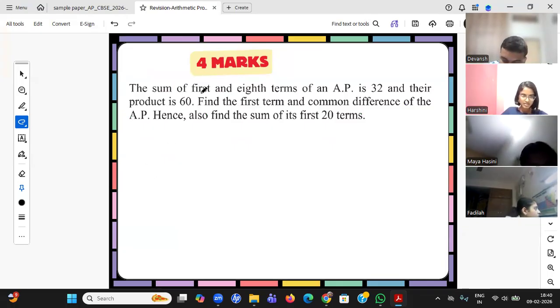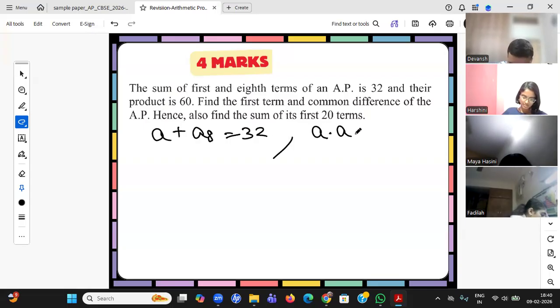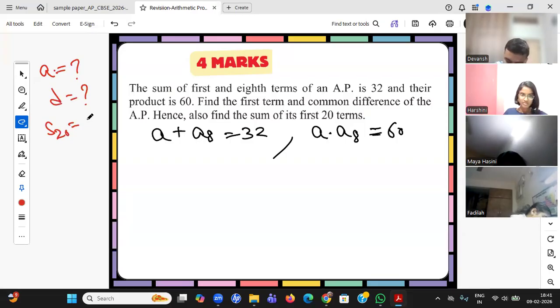The sum of the first and eighth term. Whenever he's asking first, it is A1, or A; we generally say first term. Eighth term means A8. The sum of an AP is equal to 32, and their product A into A8 equals 60. This is what is given. Find the first term, you need to find A. Common difference, you should find D. Sum of its first 20 terms, you should find S20. Do it, student. Slightly use your minds.